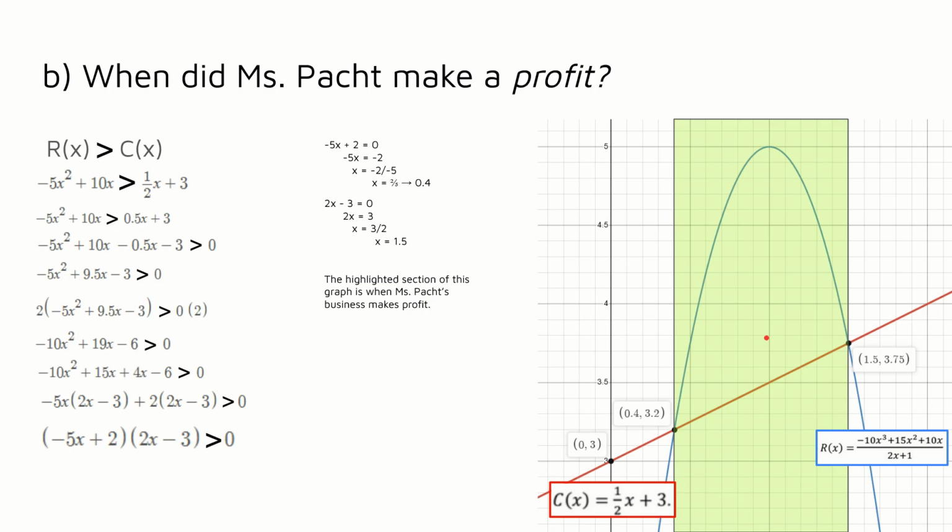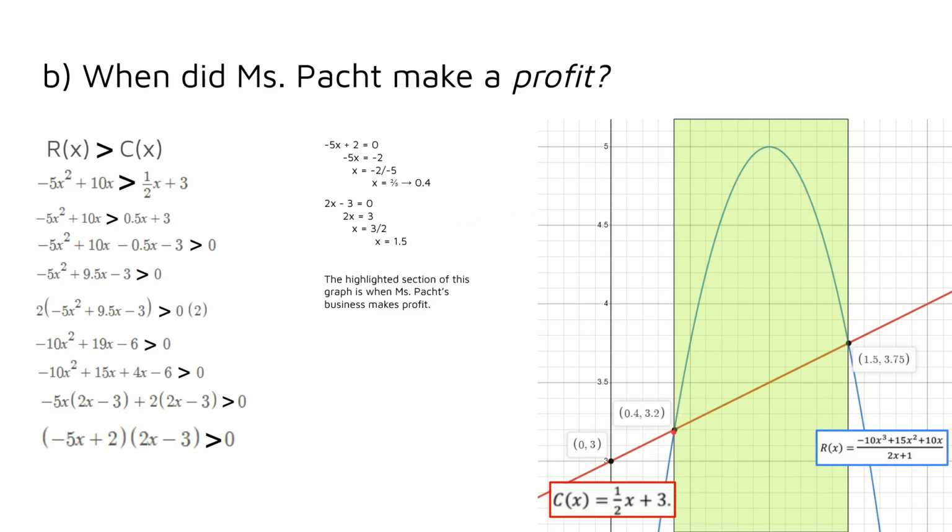Now, we want Miss Pac to make a profit, because breaking even is cringe. You don't make any money. You just kind of stand there. So, instead of setting R of x equal to C of x, we're now going to add an inequality. R of x must be greater than C of x. We're going to do the same simplifying, and we'll be left with negative 5x plus 2 times 2x minus 3 is greater than 0. Just greater, not greater or equal to, because we already covered even. So we're going to factor out the same numbers, and now we're going to have 0.4 and 1.5, also known as 400 and 1,500.